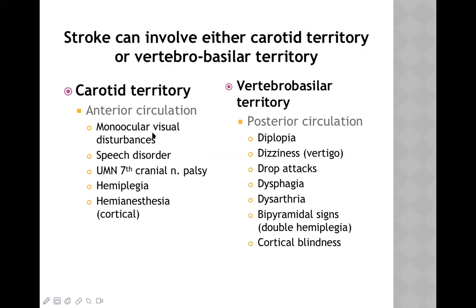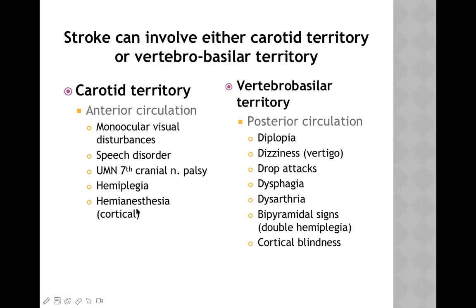And if anterior circulation is blocked, it can result in blindness. This is monocular visual disturbance or blindness in one eye, which is quite common, because blockage on one side is much more common than on both sides. That is the meaning. Another is speech disorder, because of involvement of Broca's as well as Wernicke's area. Upper motor neuron type of 7th cranial nerve palsy is a very common manifestation in case of anterior circulation block.